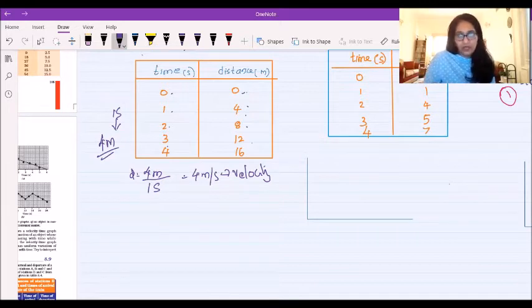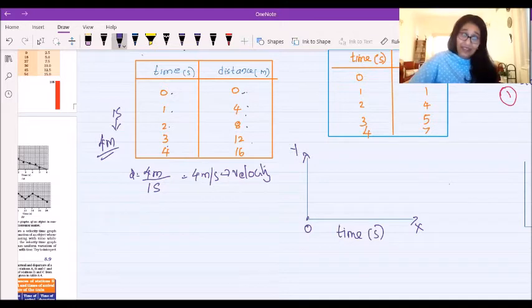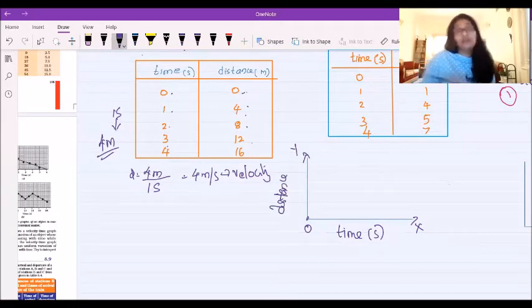So this is my origin, this is my x-axis, this is my y-axis. Please label these. It doesn't make any difference, but that's the way. Label the x-axis as time in second, and the y-axis as distance in meter. Write the unit also. That is very important. Follow that, because that makes life a little more arranged and organized.